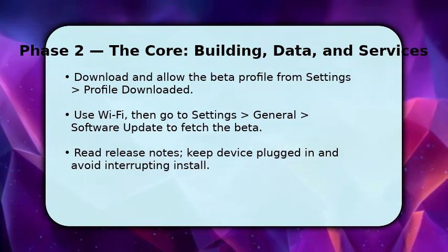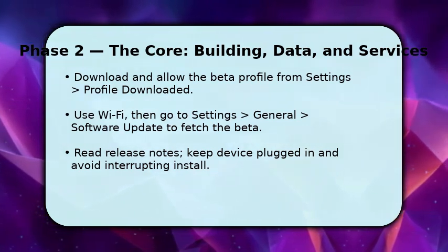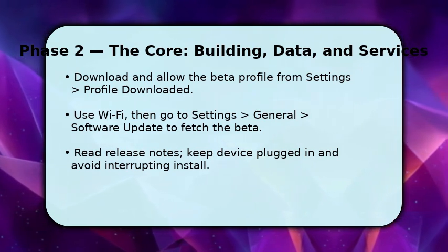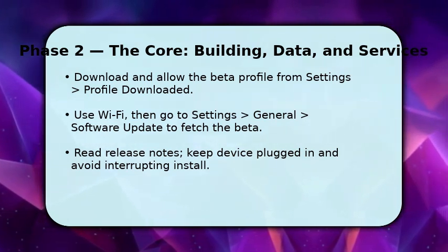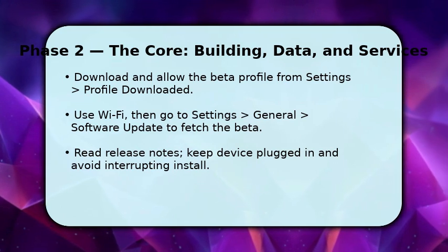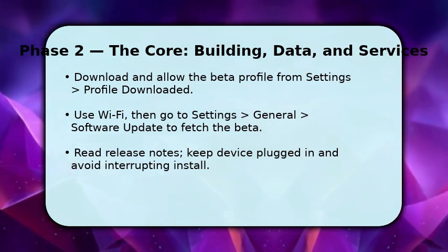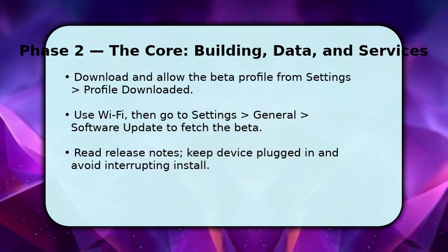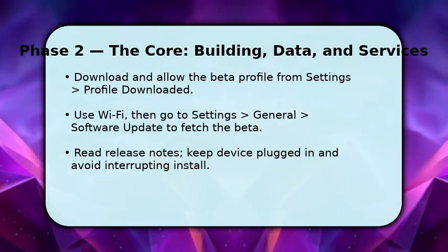The beta build appears like any update. Tap Download and Install. The phone will verify and update automatically. Read the release notes first so you know what changes or issues to expect. Make sure the device stays plugged in and do not interrupt the update process.